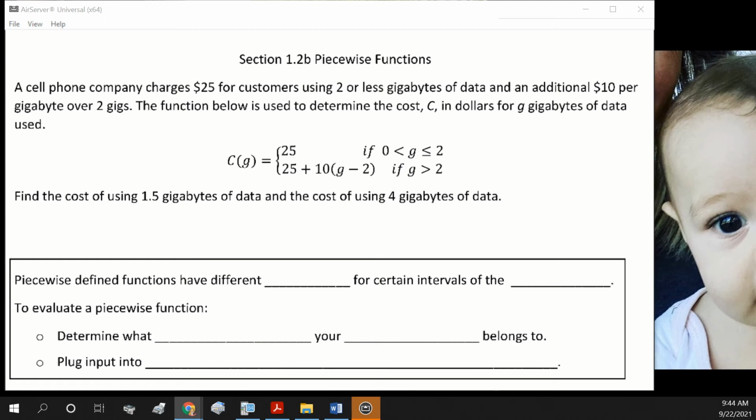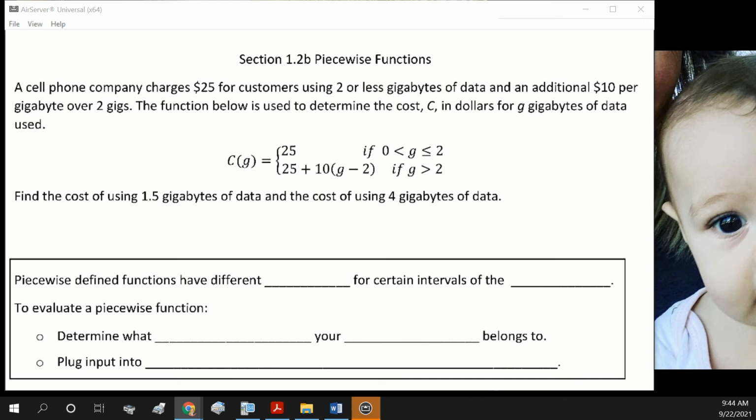So this is going to be about piecewise functions. And so I have a real life application of piecewise functions up here. A cell phone company charges $25 for customers using 2 or less gigabytes of data and an additional $10 per gigabyte over 2 gigs. The function below is used to determine the cost, which is C, in dollars for G gigabytes of data used.